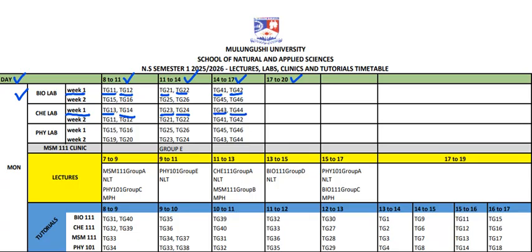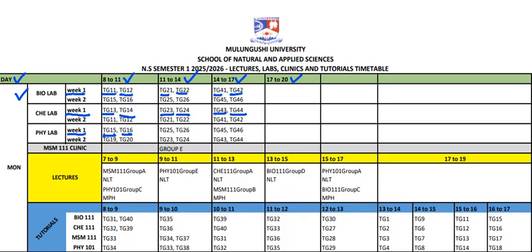Then, in the same week 1, on a Monday, TG15 and TG16 will be having a physics lab. It will be on a Monday, week 1. They'll be having a physics lab.